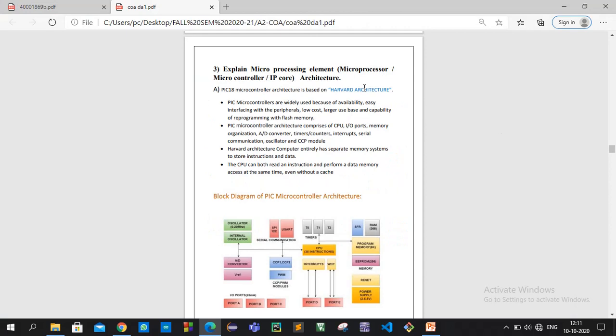Coming back to my DA, this is a Harvard architecture based model, and my microcontroller follows this architecture. This is the information which I gathered from Tutorials Point and the block diagram from online sites, and I used Draw.io again to draw this block diagram.